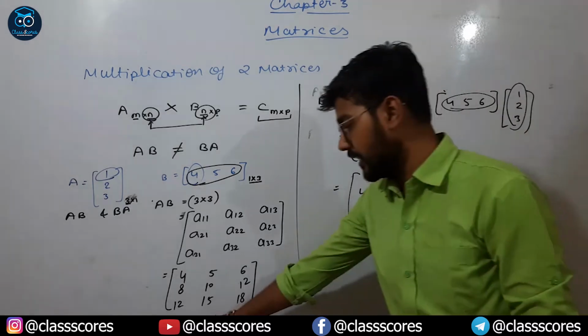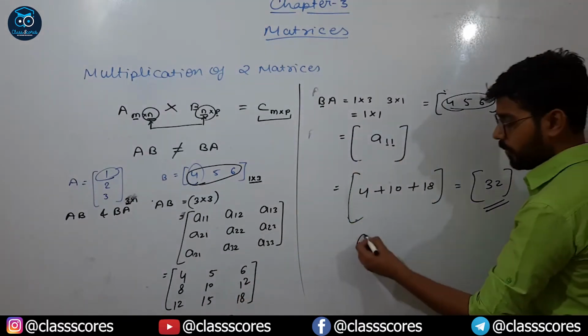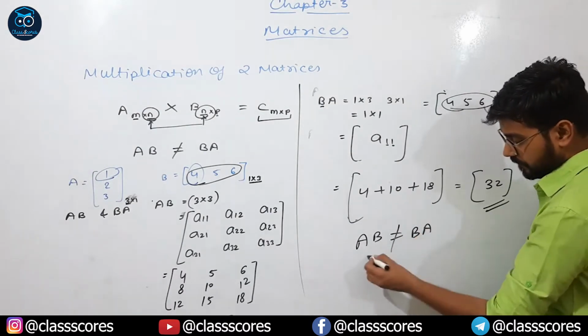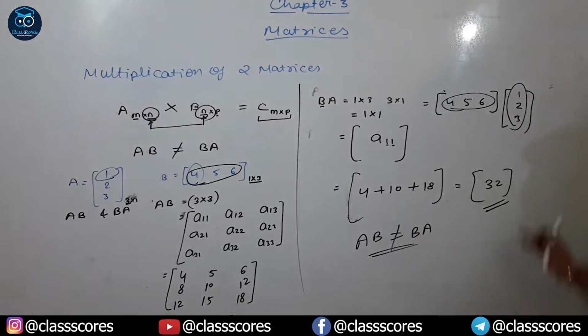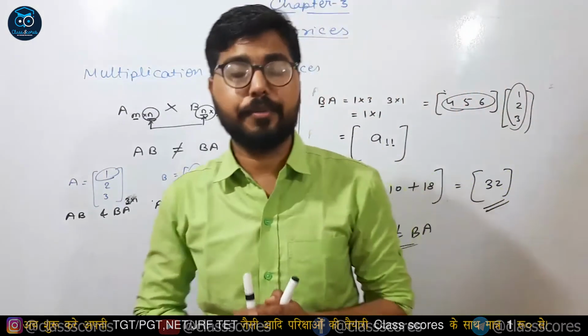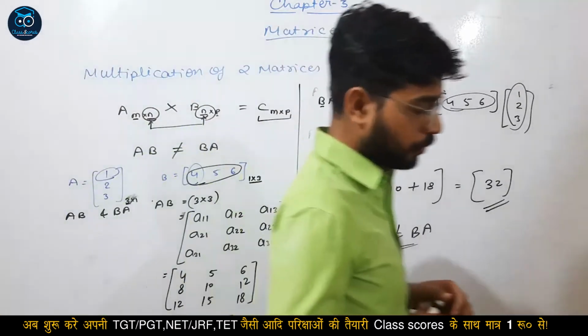And here we can clearly say AB is not equal to BA. Okay, so this is the overall concept for multiplication of two matrices. I hope this is clear to all of you. Now please pause the video to note it down.